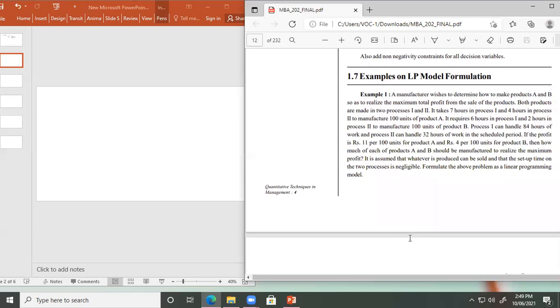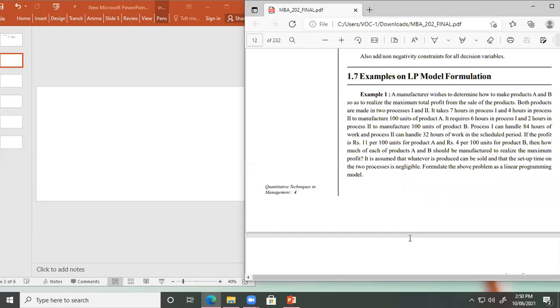So next we will see an example of LP model formulation. A manufacturer wishes to determine how to make products A and B so as to realize the maximum total profit from the sale of the products. Both the products are made in two processes, 1 and 2. It takes 7 hours in process 1 and 4 hours in process 2 to manufacture a unit, and you have to decide how many units to manufacture, that is 100 units of product B.